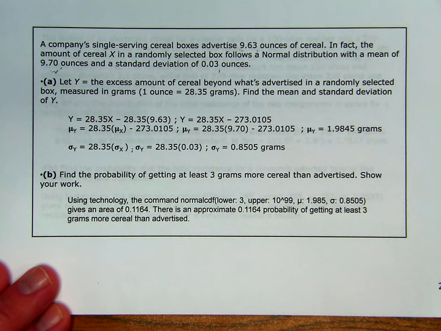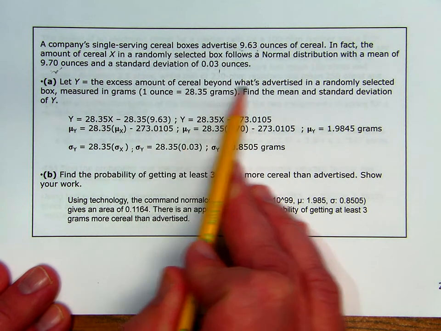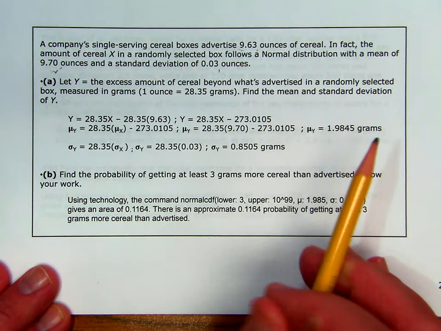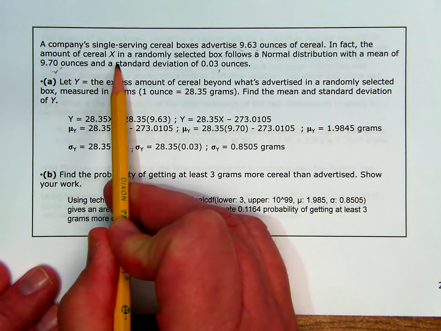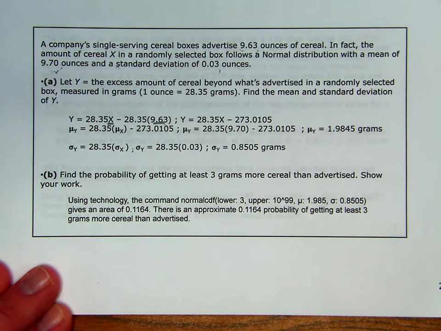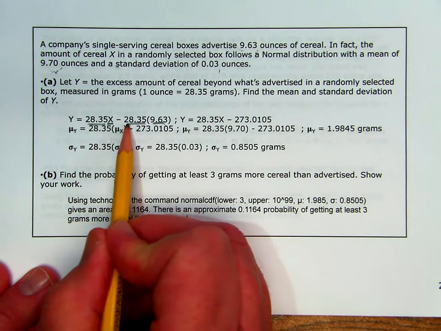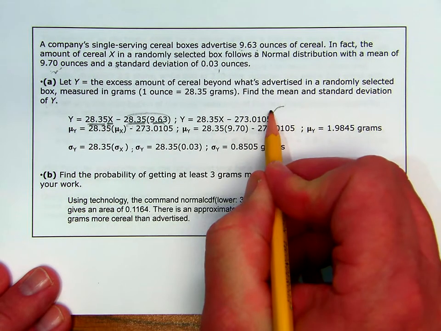So, what do we have going on here? Let Y equal the excess amount of cereal beyond what's advertised. 9.63 is what's advertised. X is how much you get. So in general, it'll be X minus 9.63. That's why that's there. But we're also converting it into grams, so we have to multiply by 28.35. I'm sorry, I said the wrong number earlier. This cleans up a little bit.